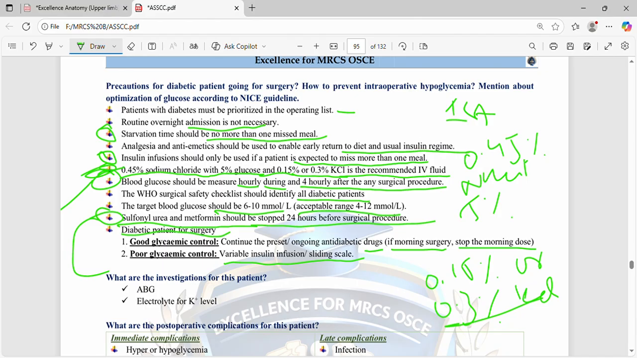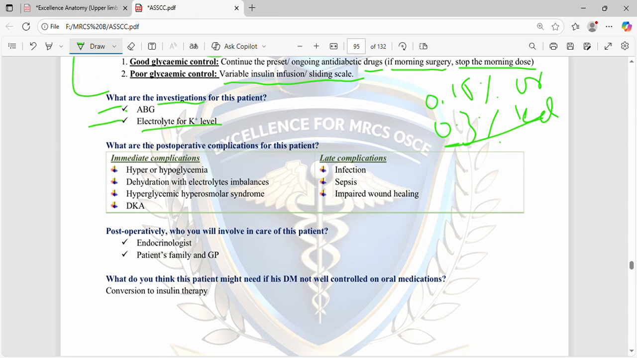What are the investigations for this patient? You have to do ABGs and electrolytes, for potassium level. What are the post-operative complications? Immediate complications can be hyper or hypoglycemia, dehydration with electrolyte imbalance, hyperosmolar syndrome, and DKA. Late complications are infection, sepsis, wound infection, most commonly in these patients, and impaired wound healing.